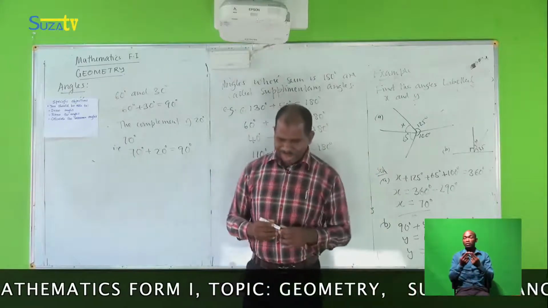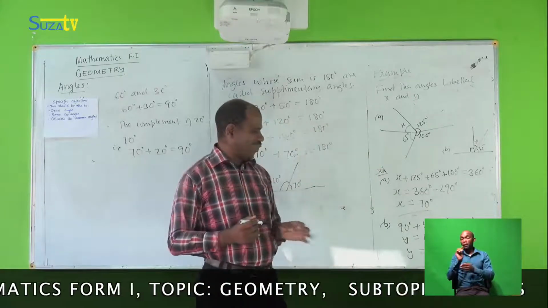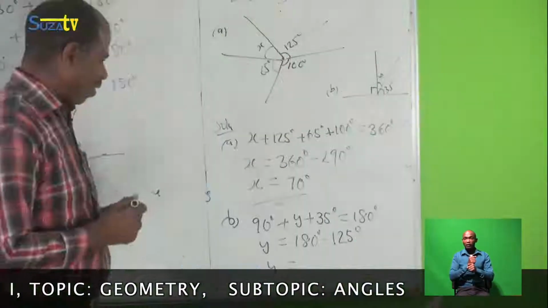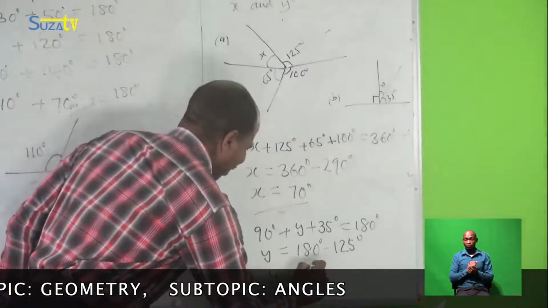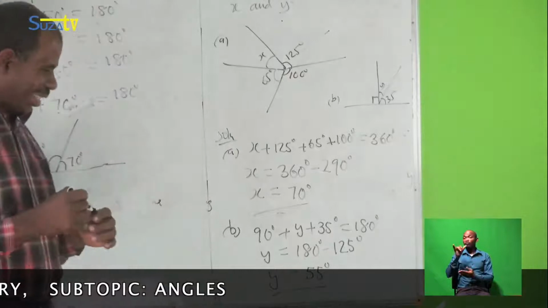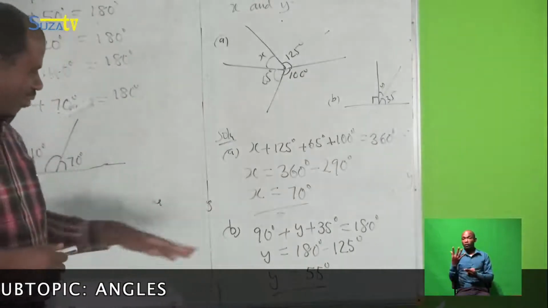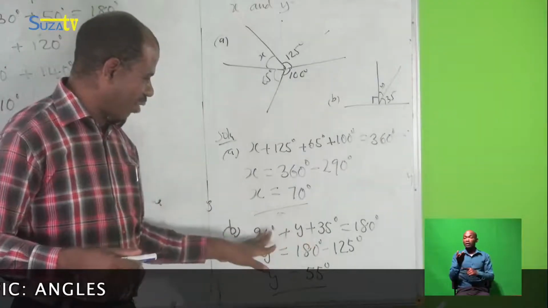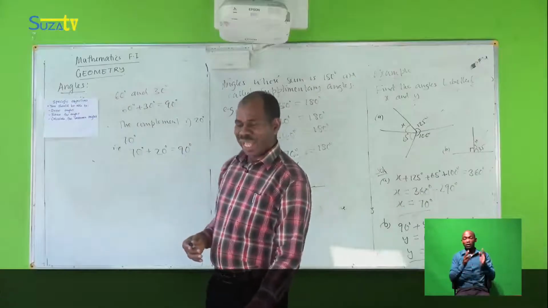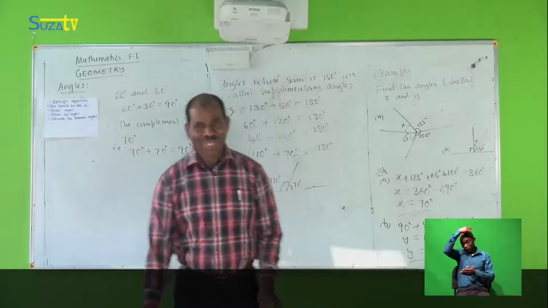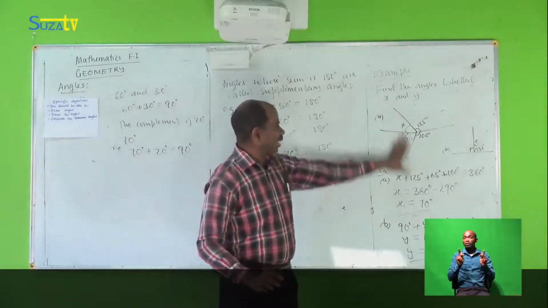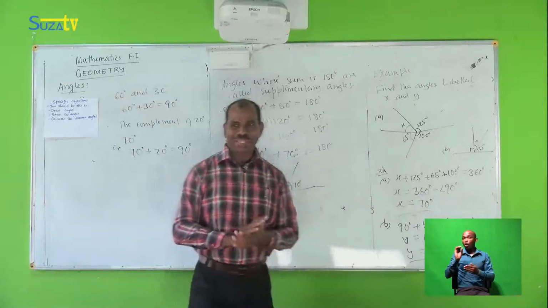180 minus 125. The answer is 55. Yes. So the value of y is 55. If we add y here, 55, we'll make it 180 degrees. Okay? So, actually, our last objective was to find the unknown.